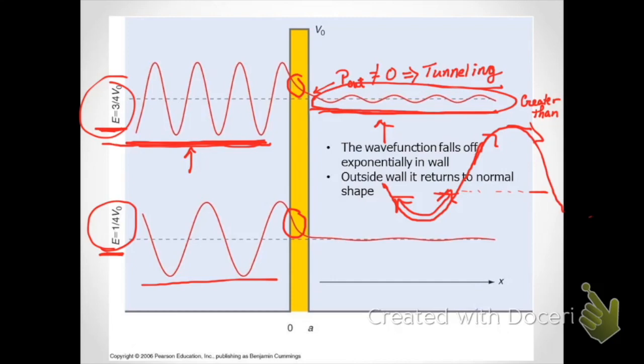And again, as we noted, the difference between the 3/4 V0 and the 1/4 V0: if we look at the region outside the box, there's a much greater probability of finding it for the 3/4 V0, and this is what we said earlier. The closer the total energy is to the potential energy, the more likely we're going to be able to see this tunneling effect.